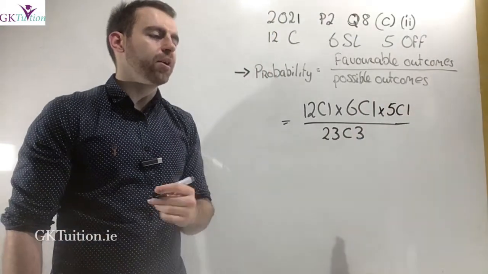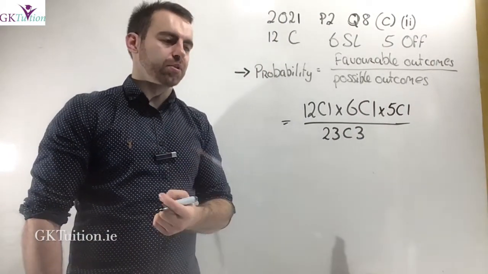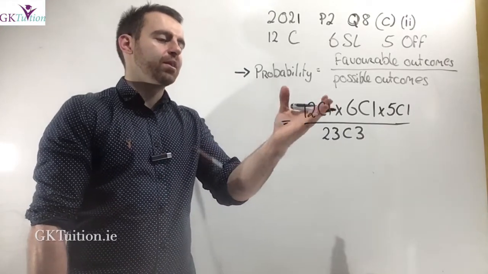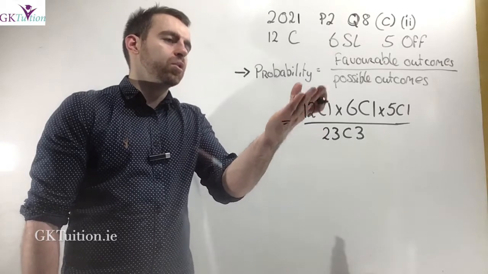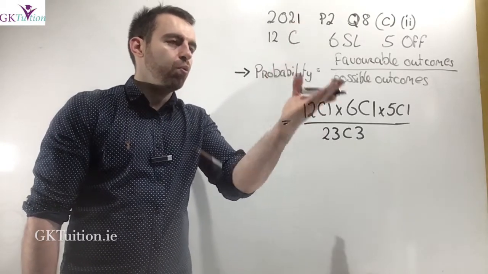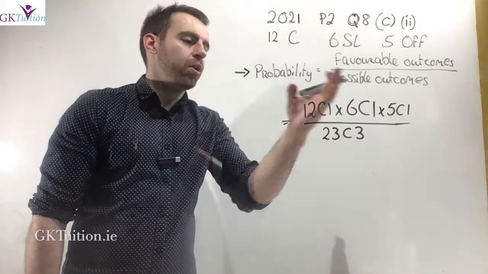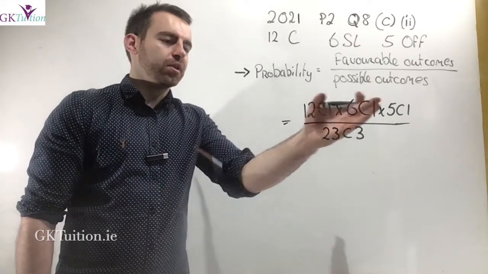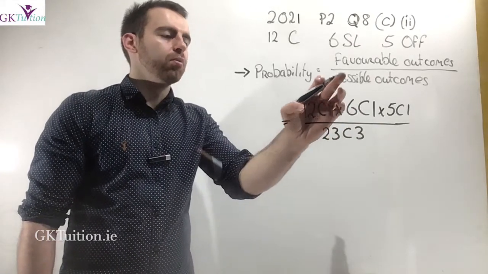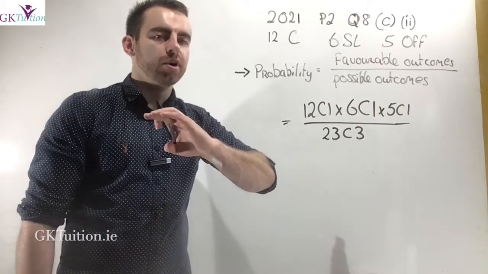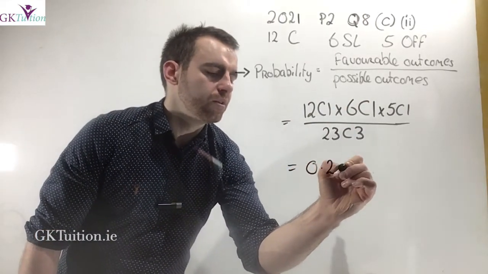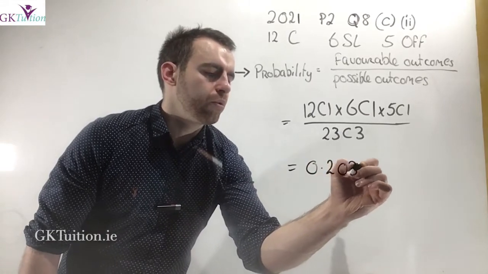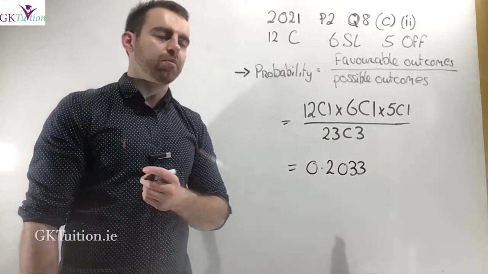What I have on the top here is the number of favourable outcomes. This represents the number of ways in which I could choose 1 classroom key, 1 science lab key, and 1 office key. If you just plug this into your calculator, 12 choose 1 by 6 choose 1 by 5 choose 1 divided by 23 choose 3, that gives me your final answer 0.2033. And that'll get you the full marks for part 2.